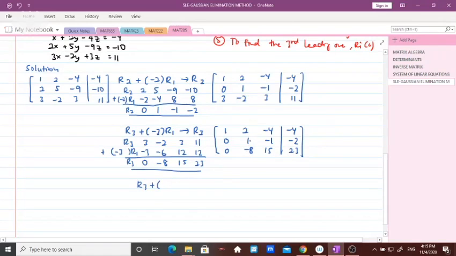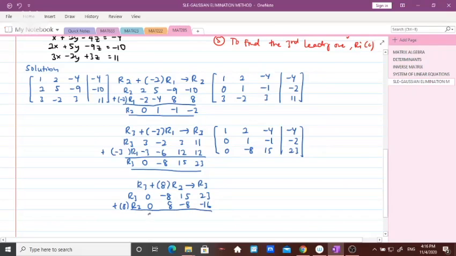Then we look at the below leading one here, negative 8. So the number is positive 8, as the leading one is now in the second row, right? So we write all the element R3. Okay, then 8 times R2, 0 times 8, 0, 1 times 8, 8. Negative 1 times 8, negative 8. Negative 2 times 8, negative 16.